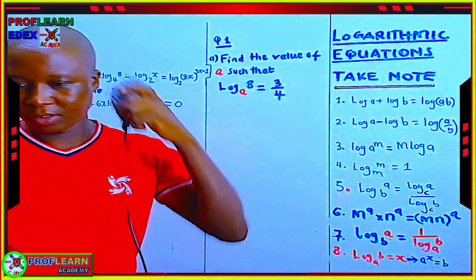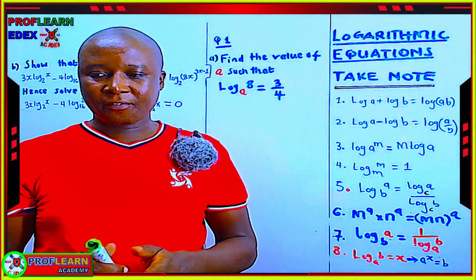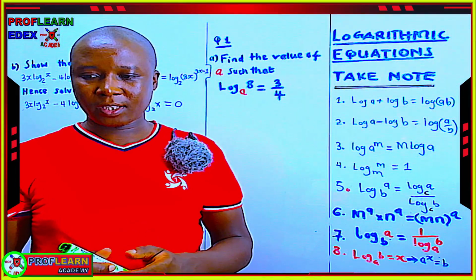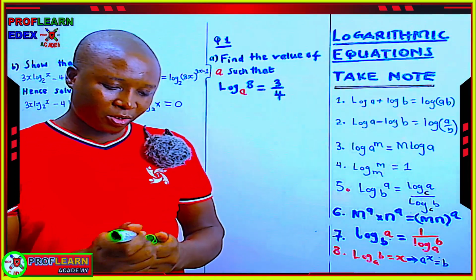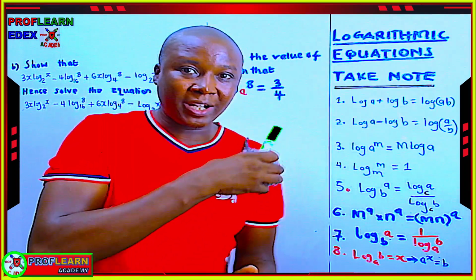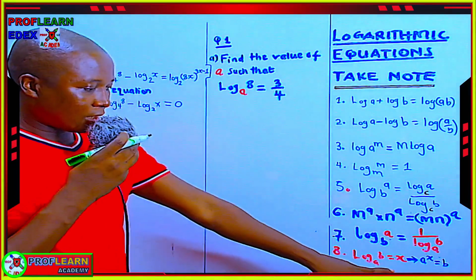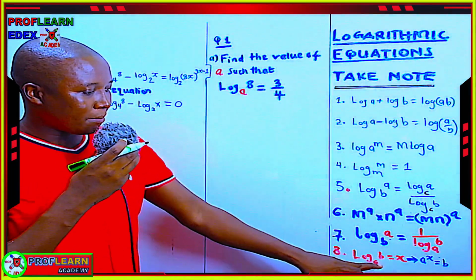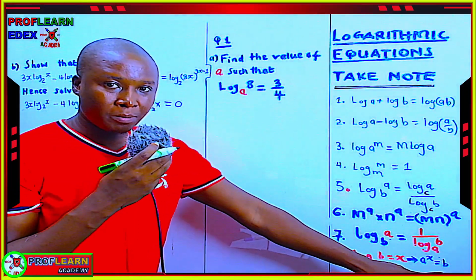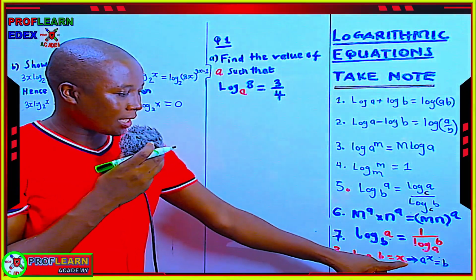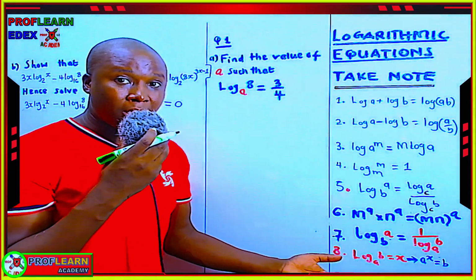Looking at the first question, we are told to find the value of a such that log 8 base a equals 3 over 4, and then we are going to follow step by step on how to approach that. The concept they are trying to use here is the rule that if log b base a is equal to x, it is the same as a raised to power x is equal to b, meaning that the base raised to the number on this side is going to be equal to this b that we have here.